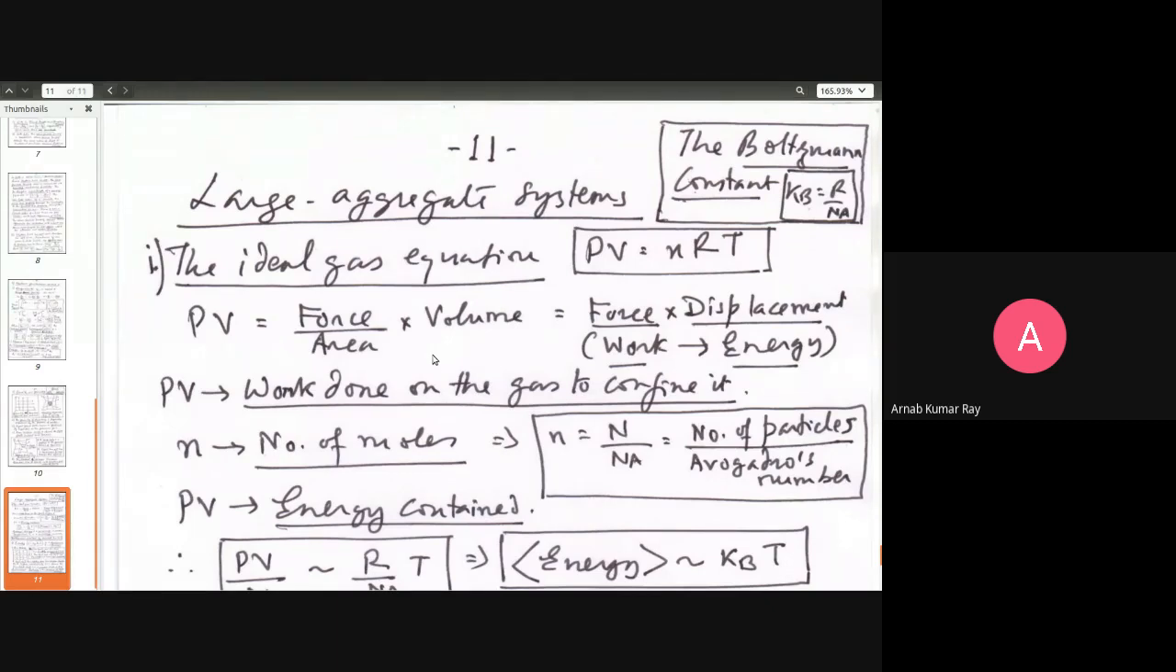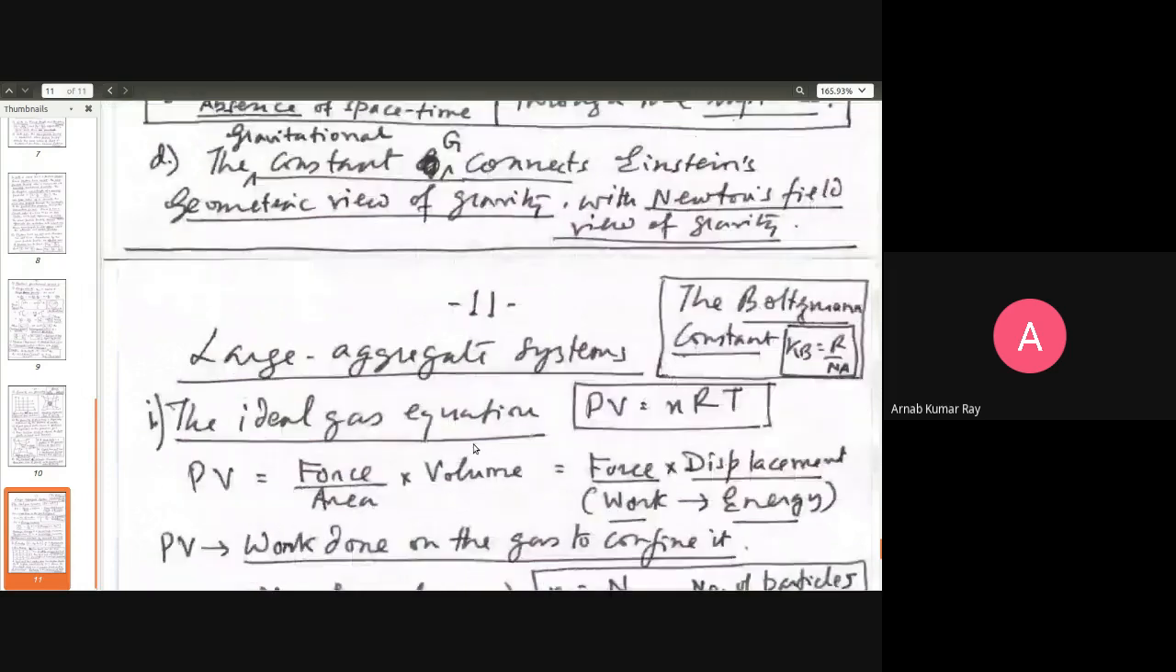A physics way of looking at one mole is that the number of particles equal to Avogadro's number defines one mole. If you have an amount of matter containing 6 into 10 raised to 23 particles, then you say that this is 1 mole of substance, right? Let us now try to understand that. Avogadro's number is a very large number. How large is it? 6 into 10 raised to 23. Let's see.